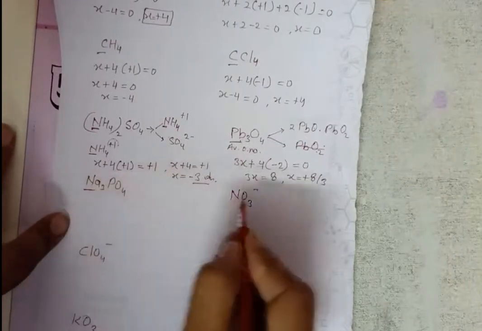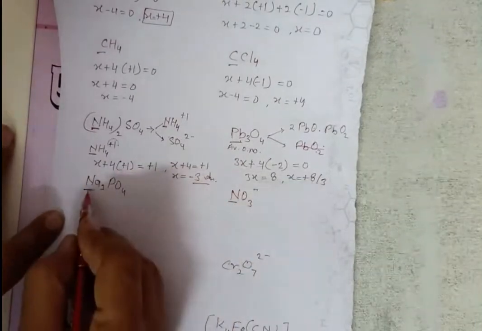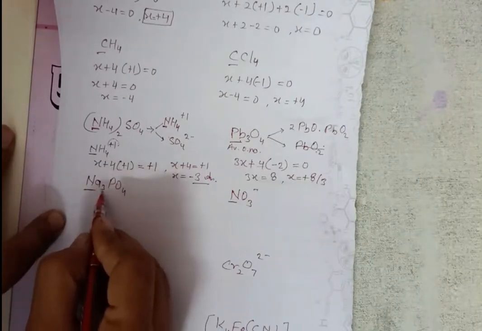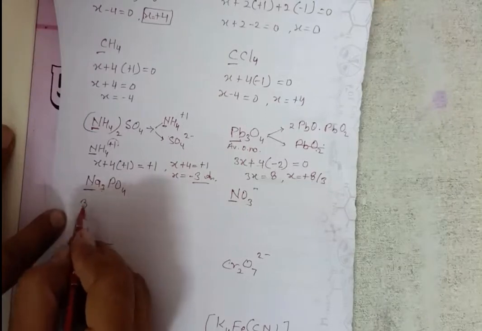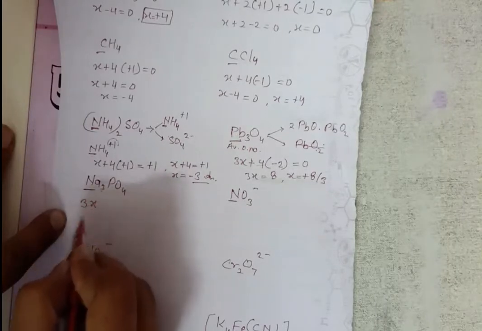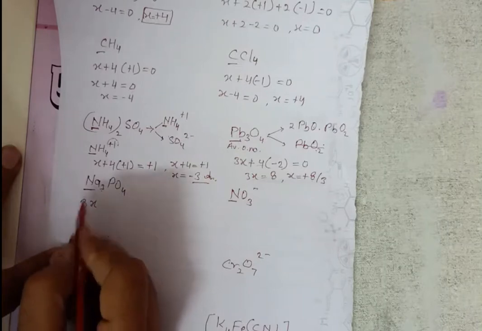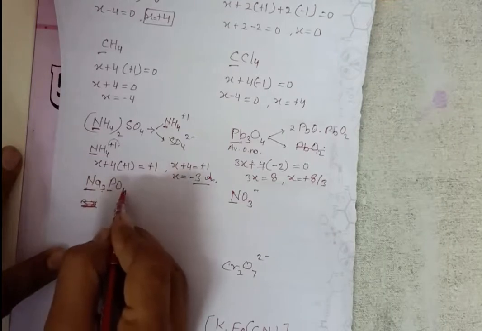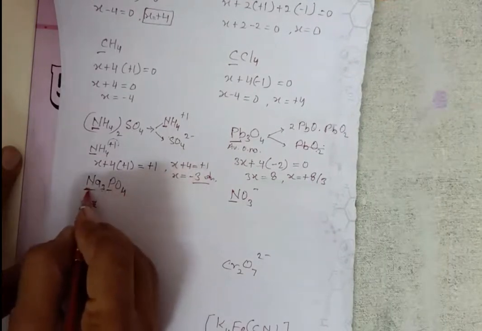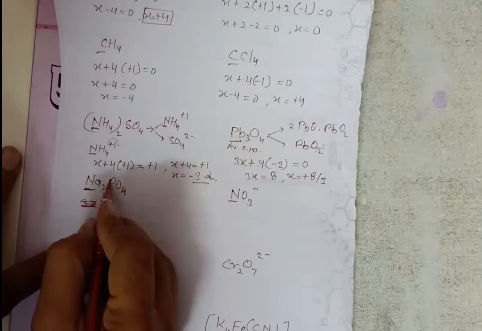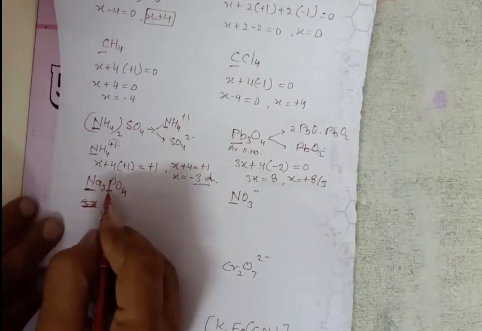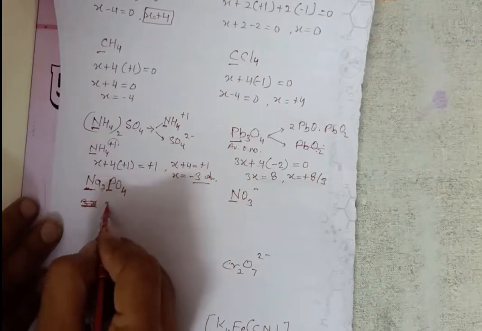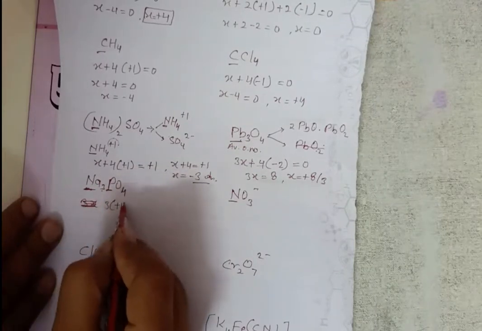Na3PO4. In this one we have to find the oxidation number of phosphorus. Sodium here has subscript 3; we write the subscript first. Oxidation number of sodium we don't know, but for this one it is better to find the oxidation number of phosphorus, because sodium is always plus 1. So there is no need to find the oxidation number of sodium.